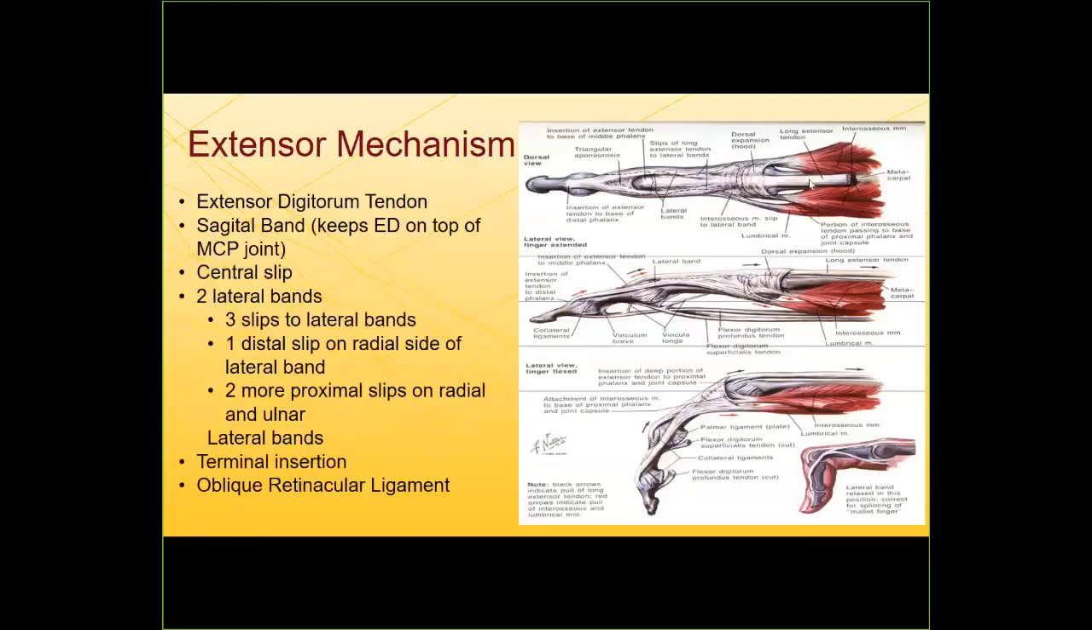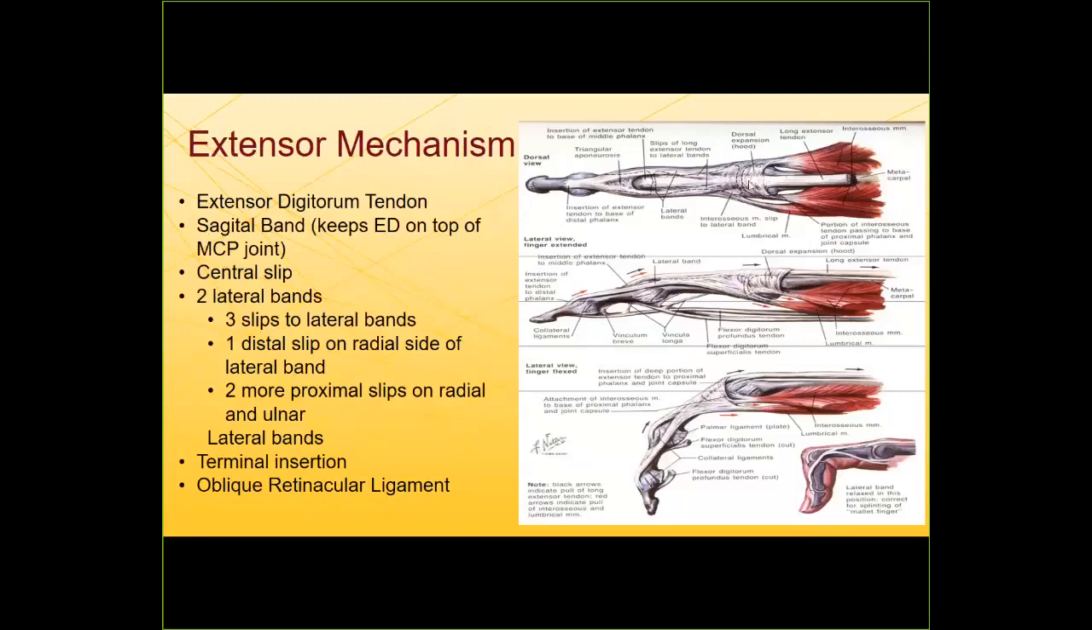Okay, so it has the extensor digitorum tendon, which is this tendon right here. Then it has the sagittal band. The sagittal band goes right over top of the MCP joint of the second digit, third digit, fourth digit, fifth digit, right? And it keeps this extensor tendon right over top of the joint. It keeps it from sliding this way or this way. That's its job.